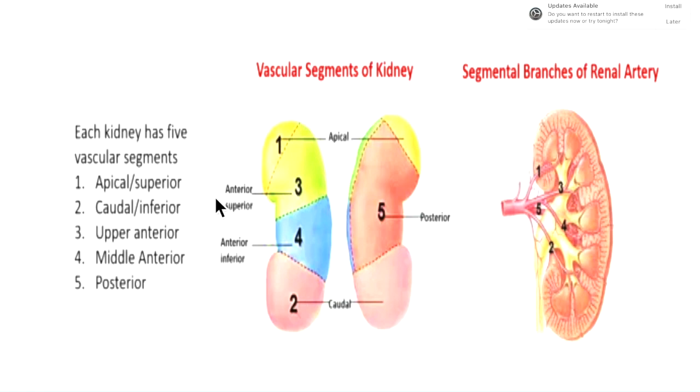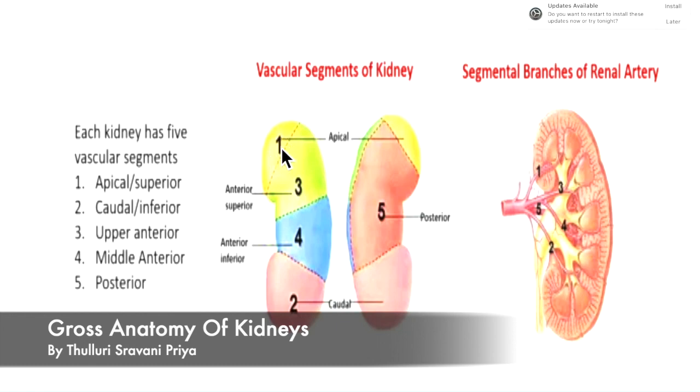The renal artery, coming from the abdominal aorta, divides into ventral and dorsal branches. The ventral branch is divided into 4 segmental branches. The first segmental branch goes to the apical level, the second to the caudal part, and the third and fourth to the upper anterior and the middle anterior. So the ventral branch gives 4 segmental branches, whereas on the dorsal surface there is only 1 segmental branch for the posterior aspect.